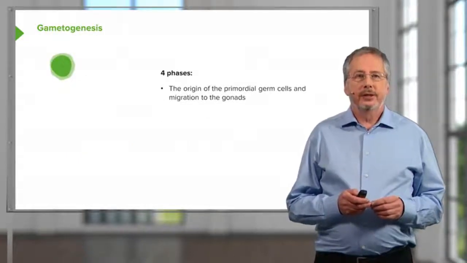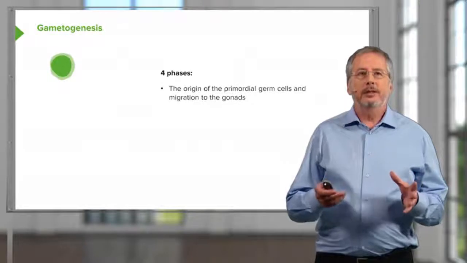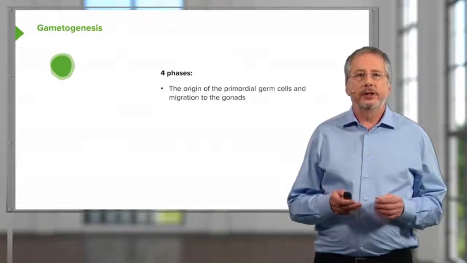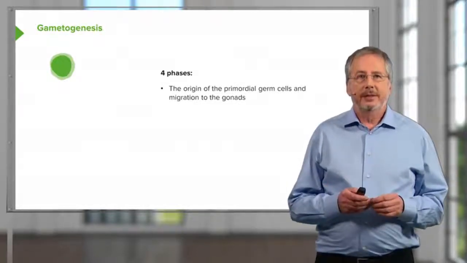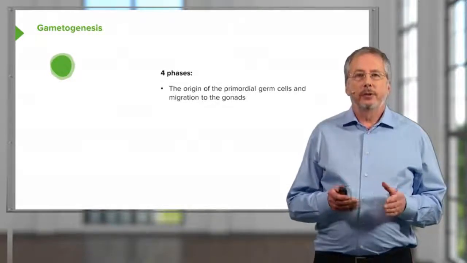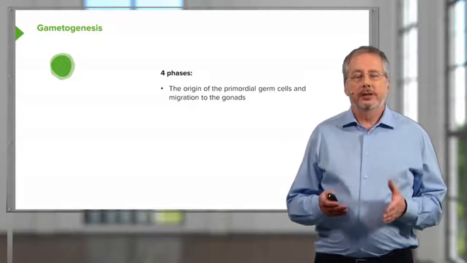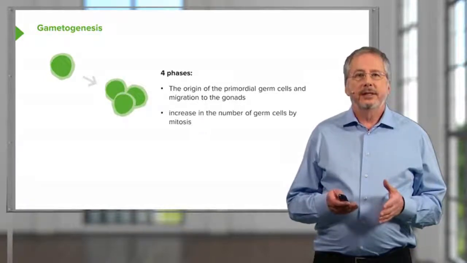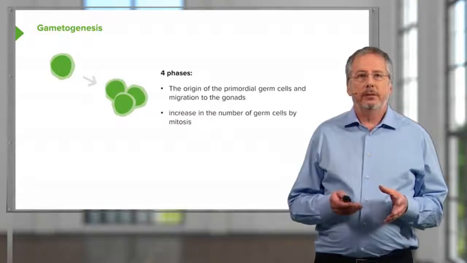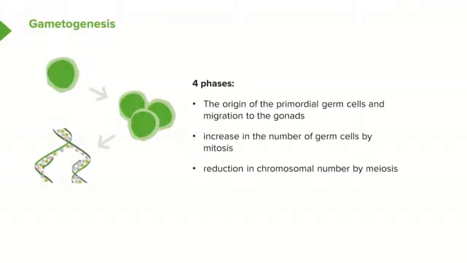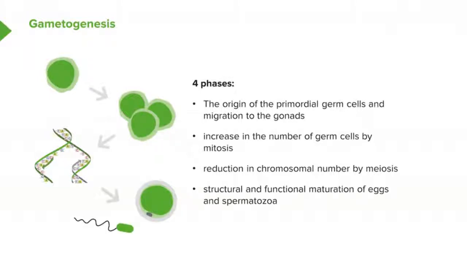And in the process of gametogenesis, which is a combined term for oogenesis and spermatogenesis, there are four major phases. The first phase is the origin of the primordial germ cells themselves and the ways in which they migrate to the gonads. The second phase is the increase in the number of germ cells by mitosis, and the third is reduction in chromosomal number by the process of meiosis. Finally, each egg and sperm will have to mature and develop into its final form.